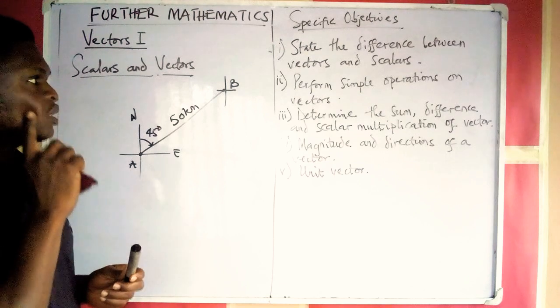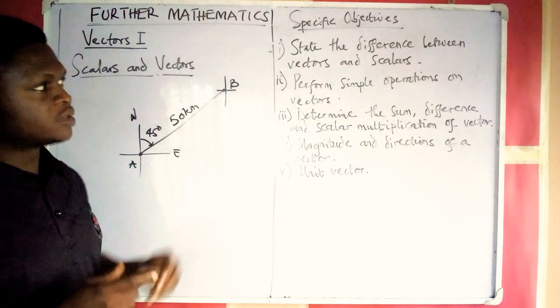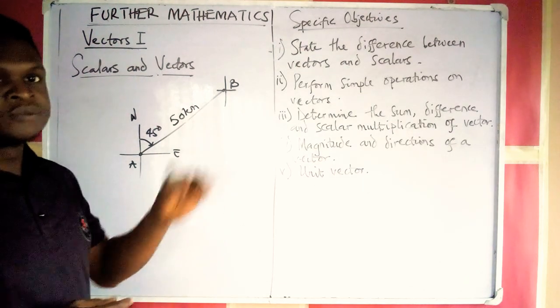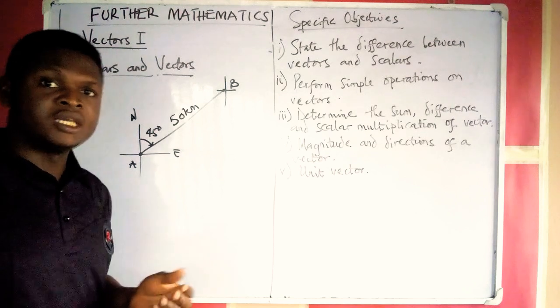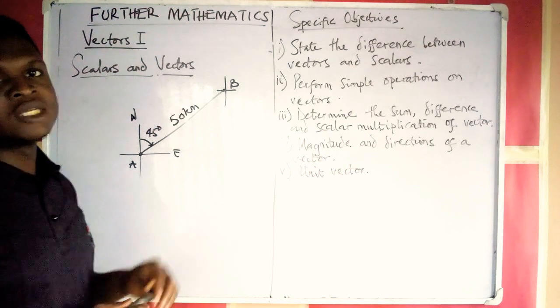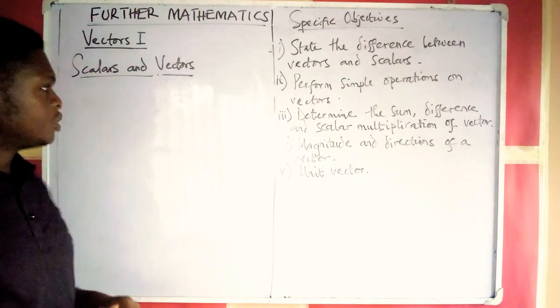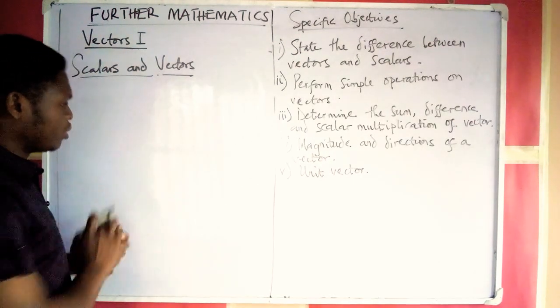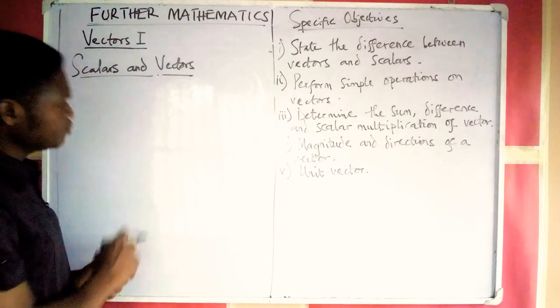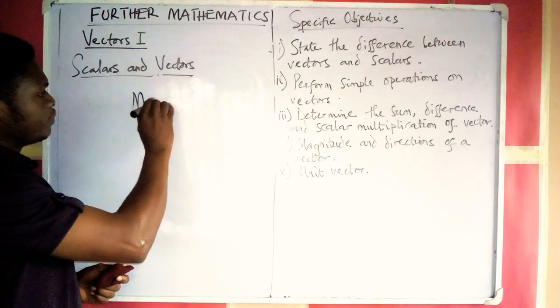All right. So the next thing we are going to look at is the simple operations on vectors. Now, for us to look at simple operations here, there are a few terms that we need to explain. What are the few terms? One is what we call the magnitude of a vector.